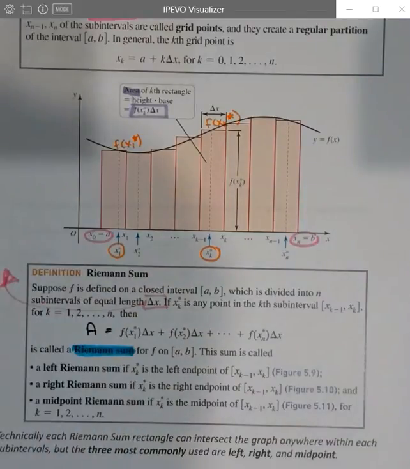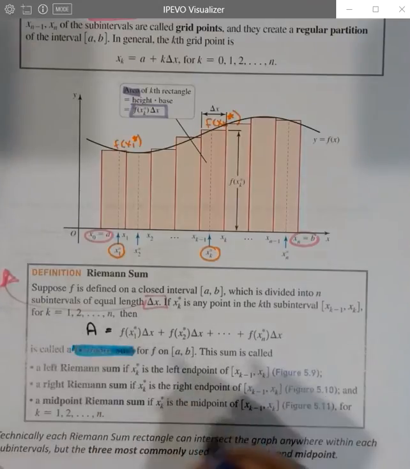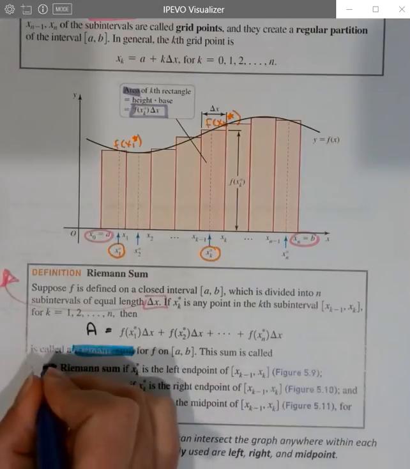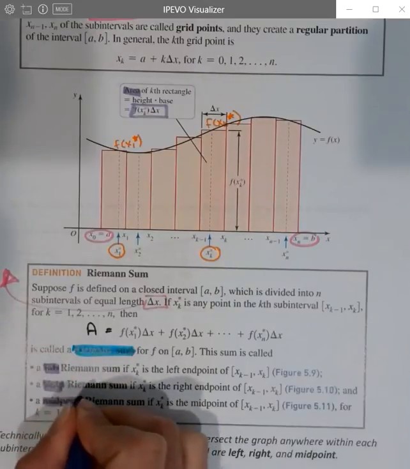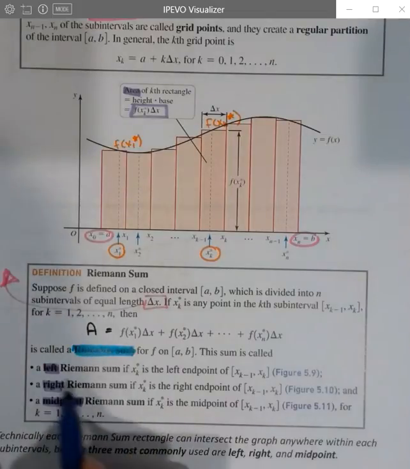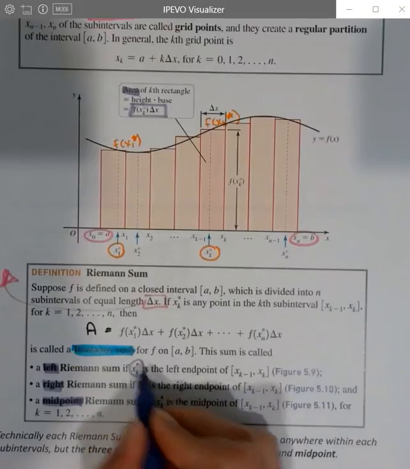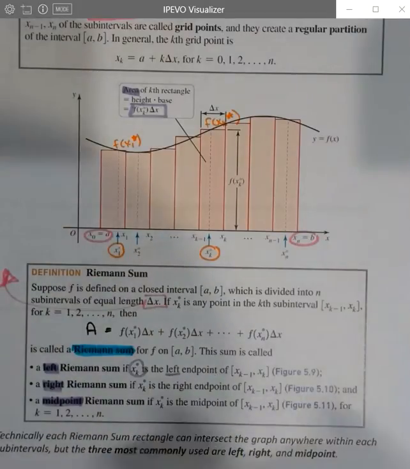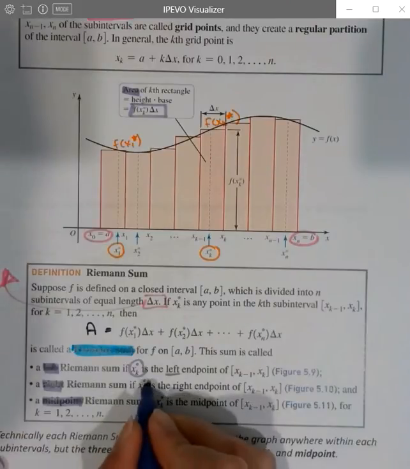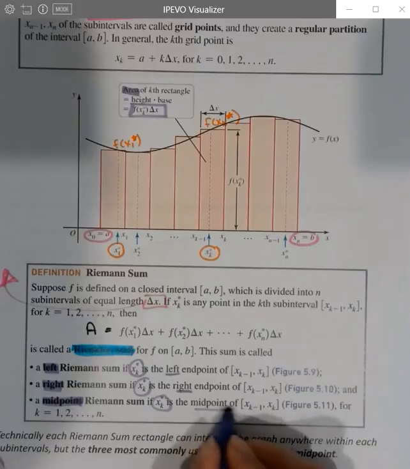What we need to know is how do I define xk star? So there are 3 types that are commonly used. There are other types as well, but these are the 3 most common. We have our left Riemann sum, our right Riemann sum, and our midpoint. Riemann's just a guy's name. So we have the left Riemann sum, where you choose xk star to be the left endpoint. There's a picture on the next page. We have the right, where xk star is defined to be the right endpoint, and the midpoint, where xk star is chosen to be the midpoint.